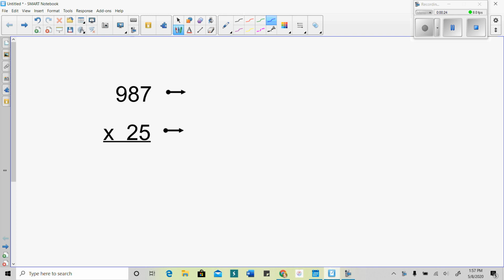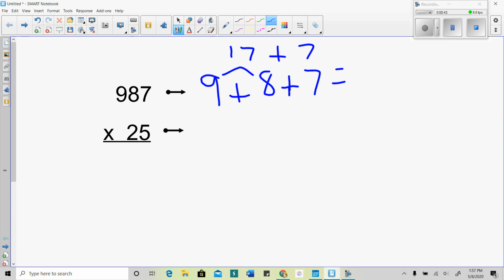So 987 is my first factor, so I'm going to do 9 plus 8 plus 7, and I'm going to keep adding until I end up with a single digit number. Now 9 plus 8 is 17, and then 17 plus 7 is 24, and 24 is 2 digits, so I'm going to add those again, and 2 plus 4 is 6. So the digital root of 987 is 6.